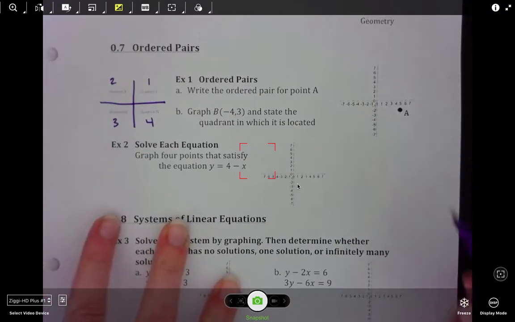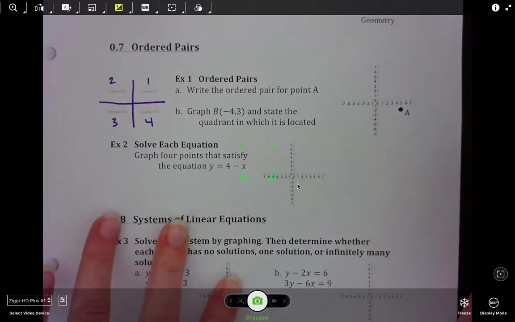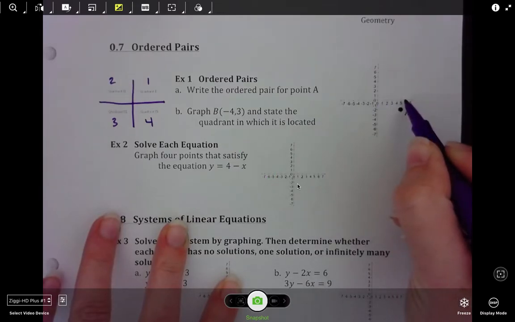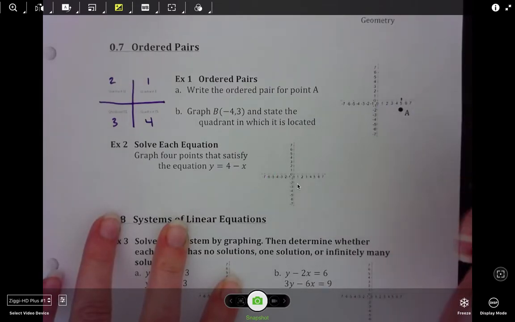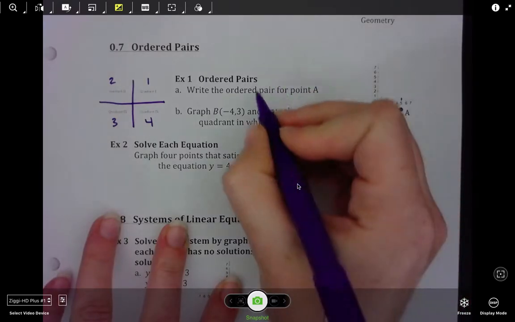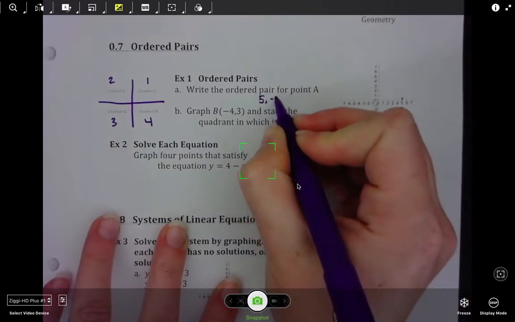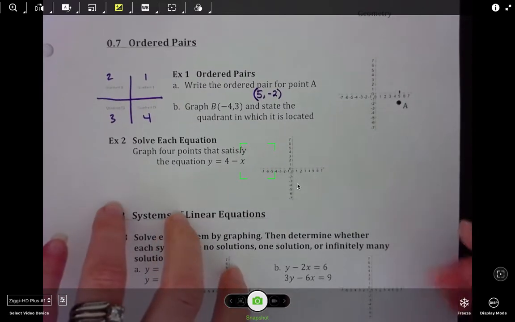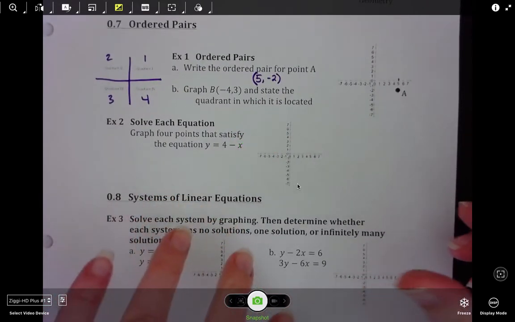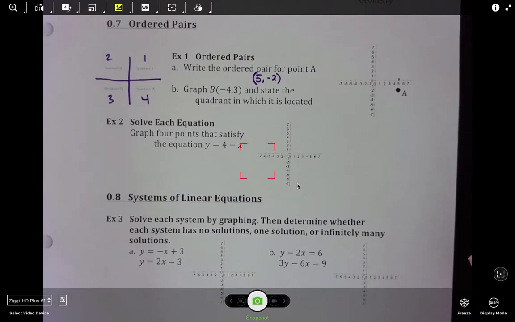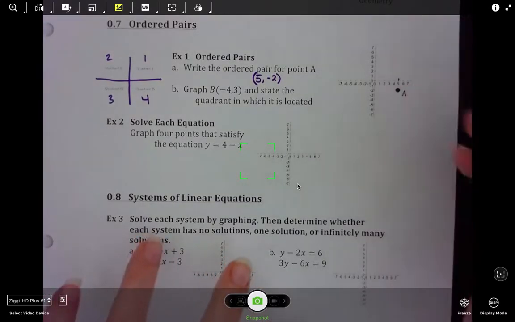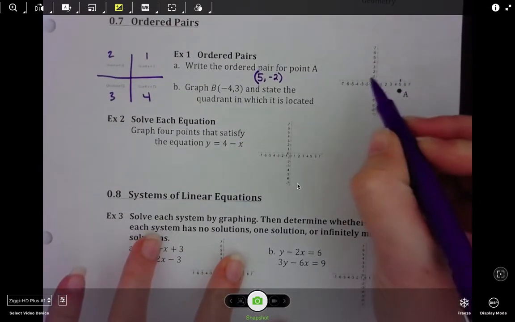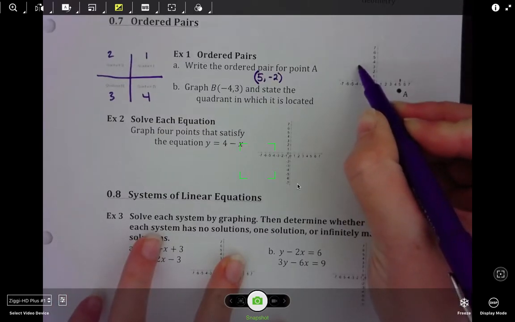Ordered pair for point A, they're referring to this point over here. It looks like on the x-coordinate it's at about 5, and the y-coordinate is at -2. So that would be 5, -2 for part A. You probably could have done that yourself, but part B, graph B, it's -4, 3. So again, you're going -4 on the x-axis, 3 on the y-axis. So -4 up to 3.